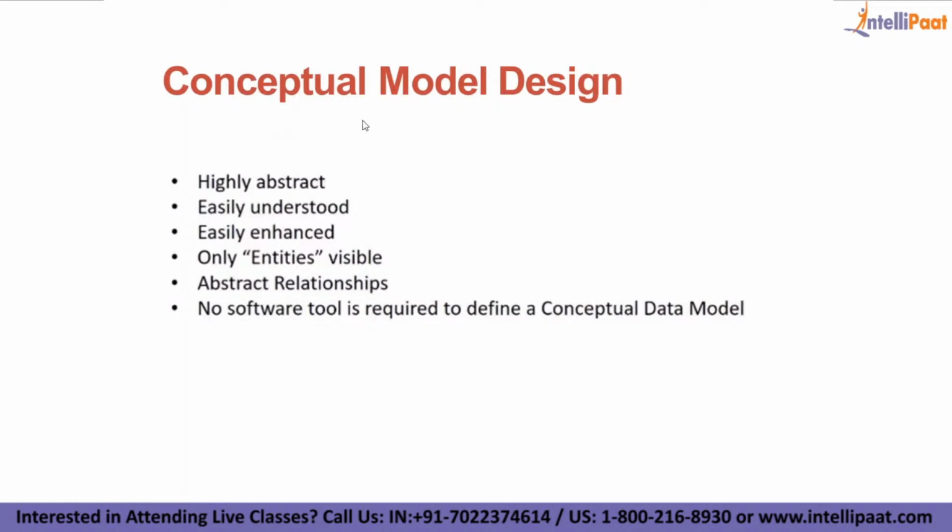So this conceptual data model is highly abstract. It will not have any attribute names, meaning field names or column names. It is easy to understand, and you can easily enhance it by adding more entities to the model. Only the entities are visible. It is like the first step of the data model, where we draw all the entities and the relationships between them.